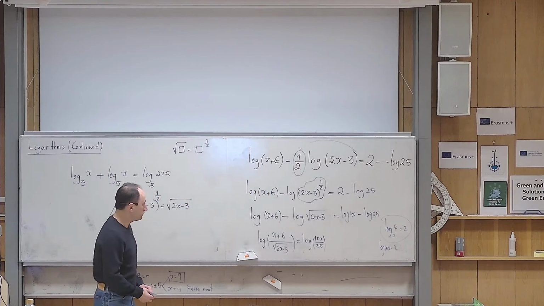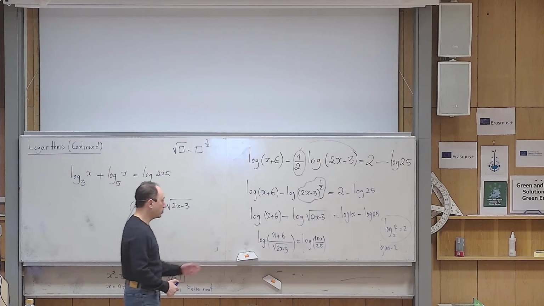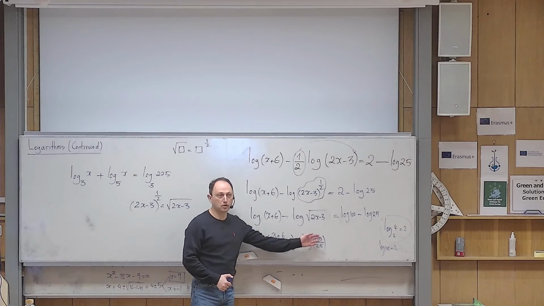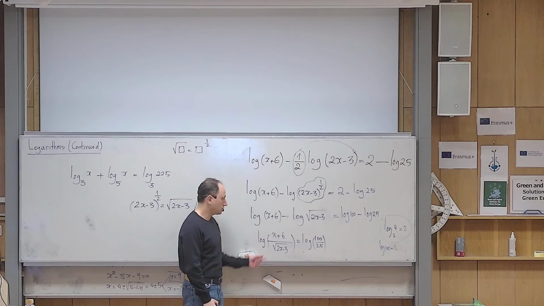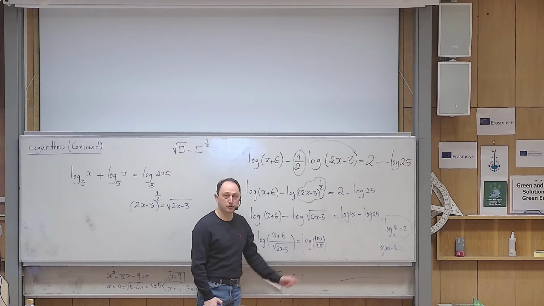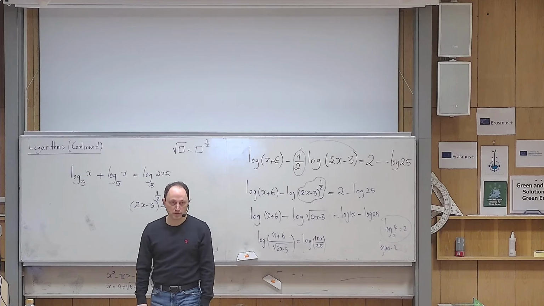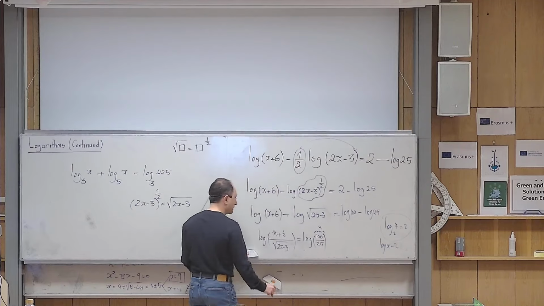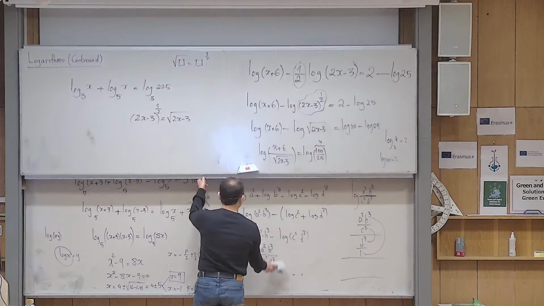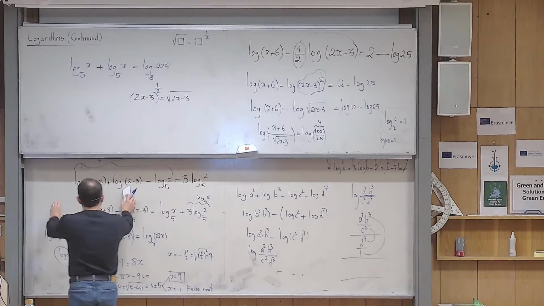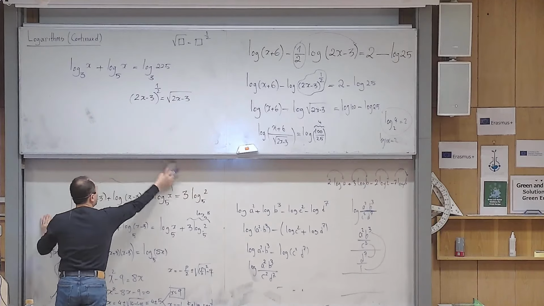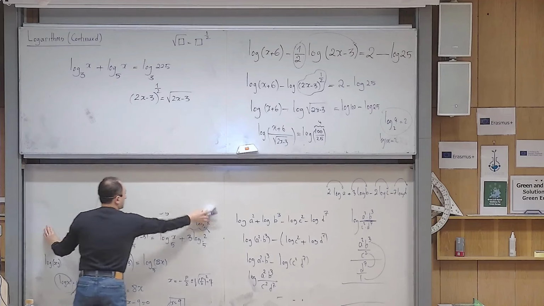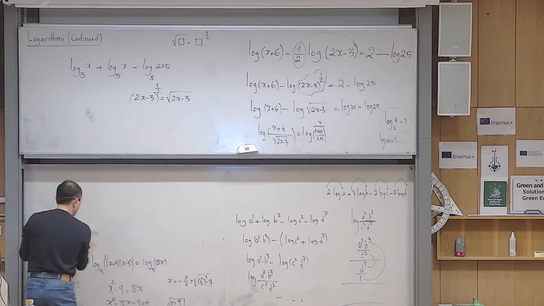Can I get rid of logs now? Yes, I have a log of something equal to a log of something else, so I can get rid of the logs. But there is a better name for 100 over 25, which is 4. So this is nothing except 4. So what happens? This means that this expression is equal to what? That expression is equal to 4.